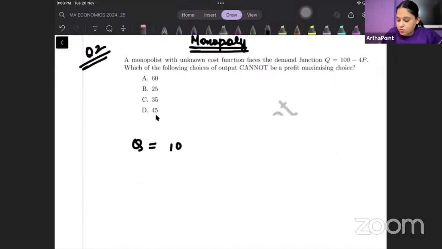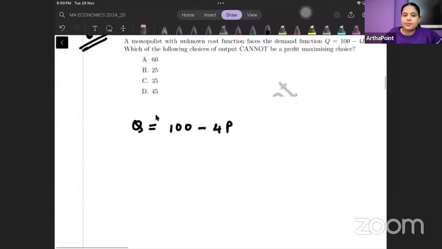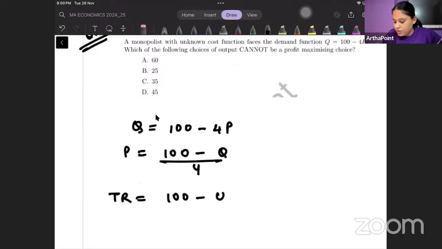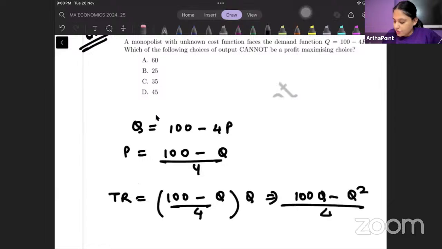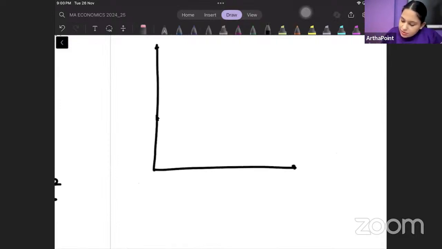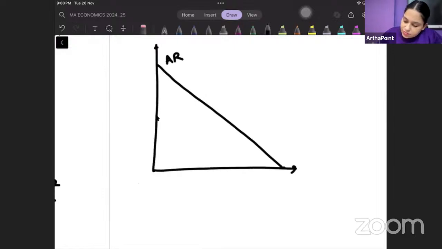Q is equal to 100 minus 4P. P is equal to 100 minus Q by 4. TR is equal to (100 minus Q by 4) into Q, which is 100Q minus Q square by 4. Now there are two ways. Look here. This is your AR curve. This is your MR curve.